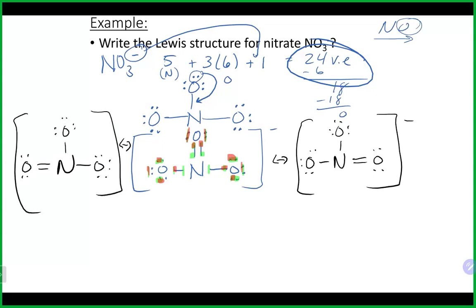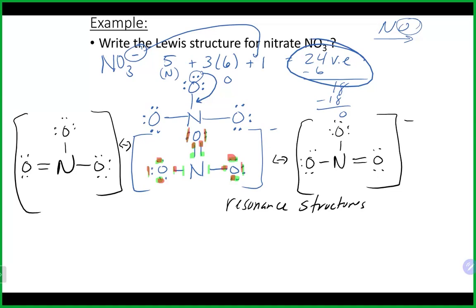All three of these structures are actually related to each other. These are what are known as resonance structures. Resonance structures basically happen when you have a situation just like this, where frankly you have more than one option as to where you could have put that double bond.